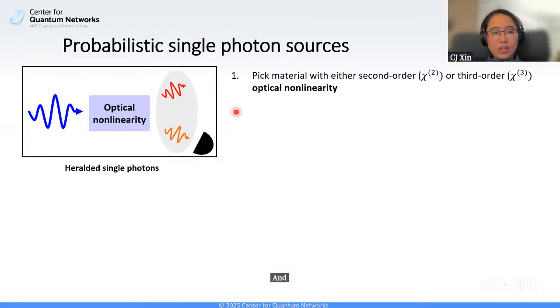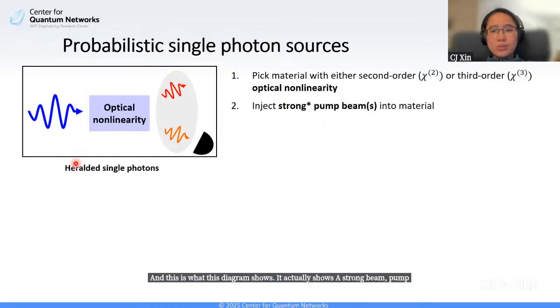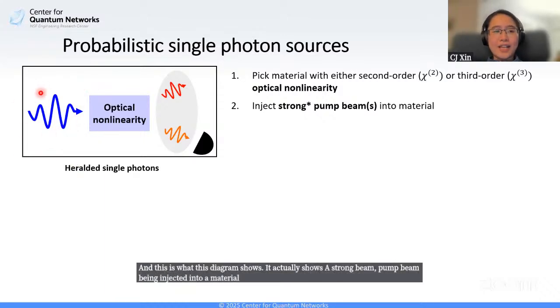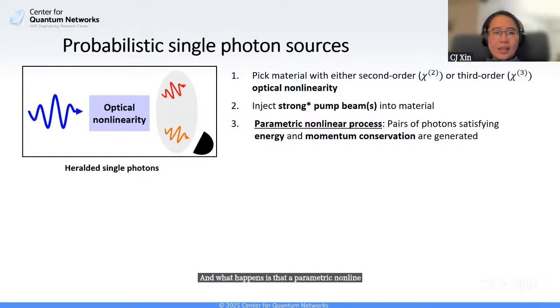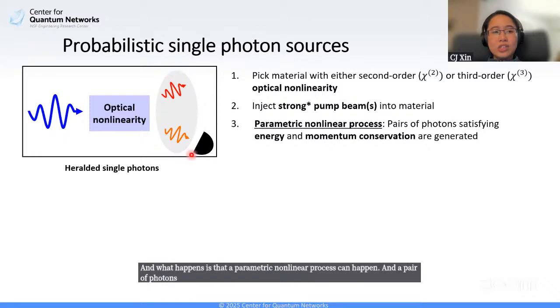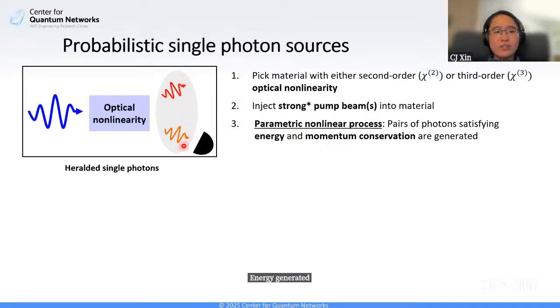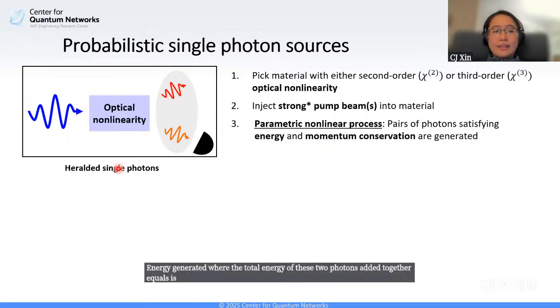And this is what this diagram shows. It shows a strong pump beam being injected into a material. This light, let's say, is blue, so a very short wavelength, very high energy. And what happens is that a parametric nonlinear process can happen, and a pair of photons that satisfies energy conservation can be generated, where the total energy of these two photons added together is equal to the energy of a single photon at the original pump frequency. So pairs. And not only that, they are momentum conserved.